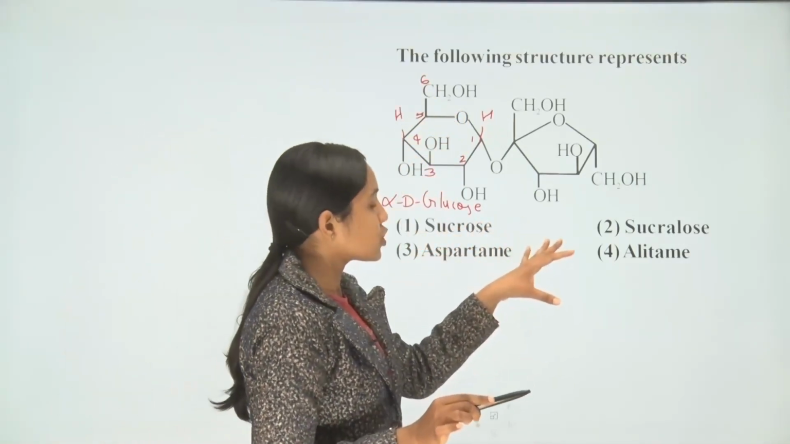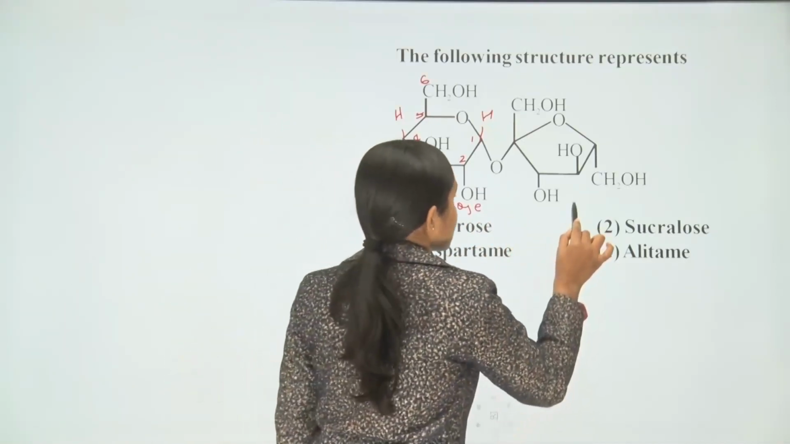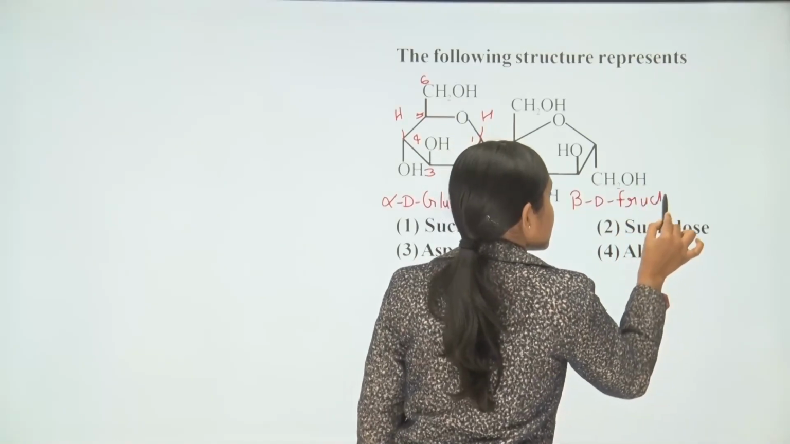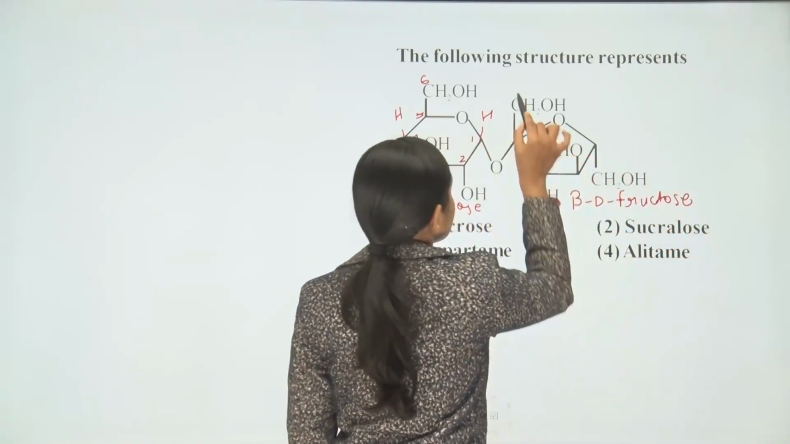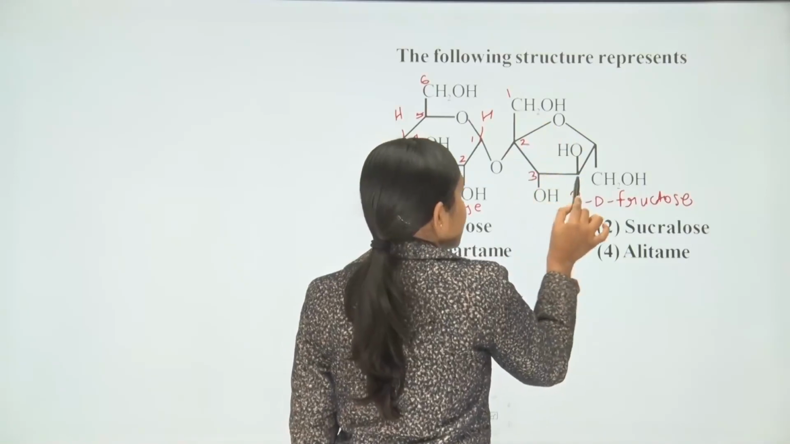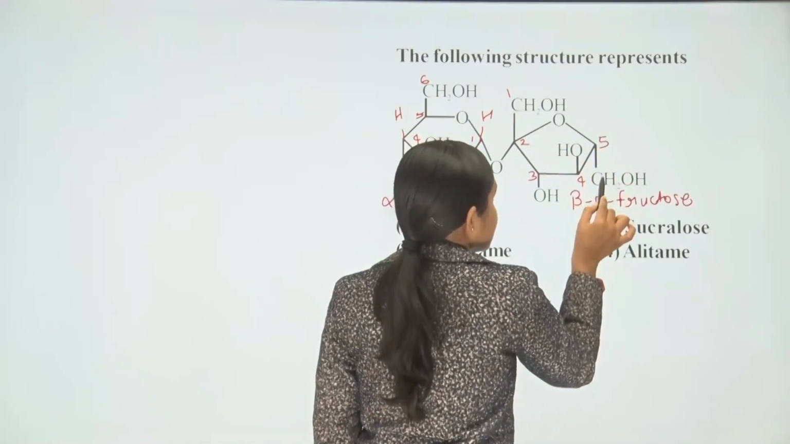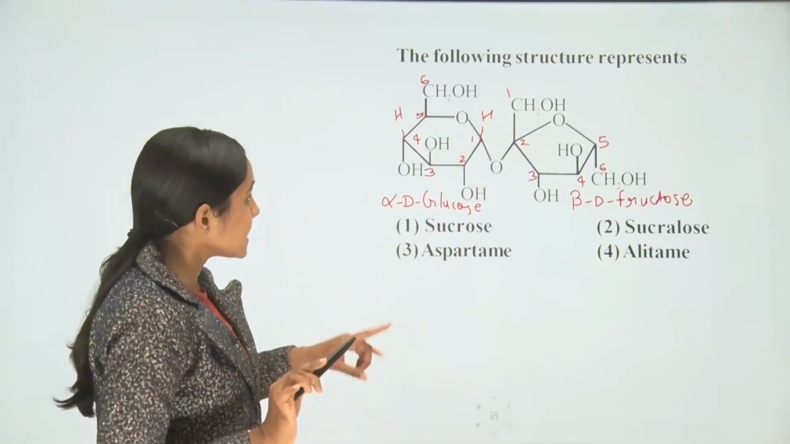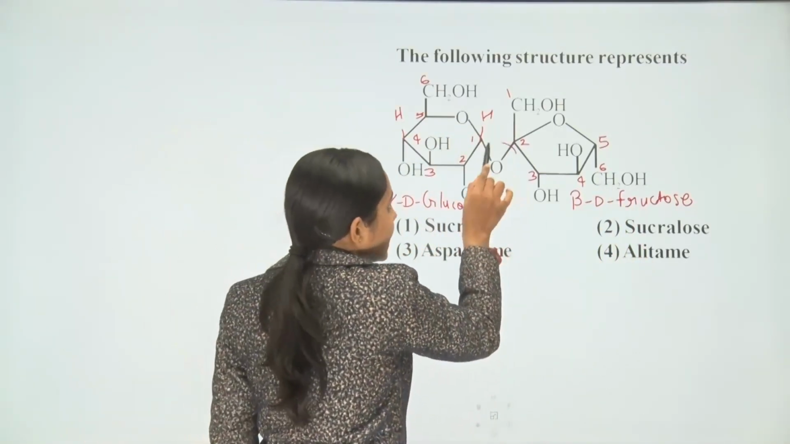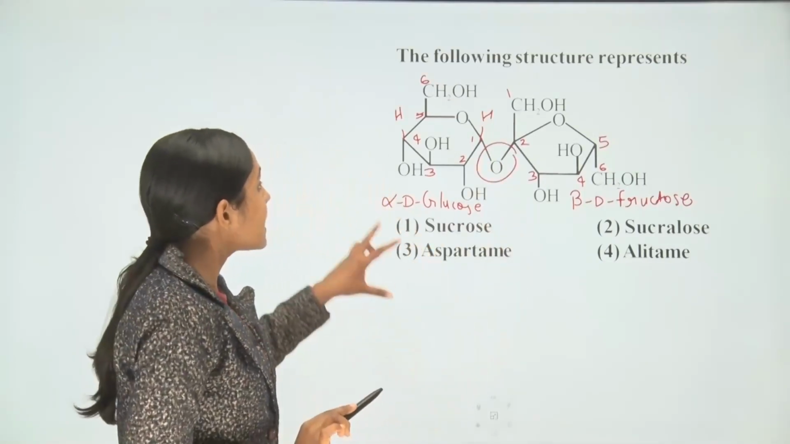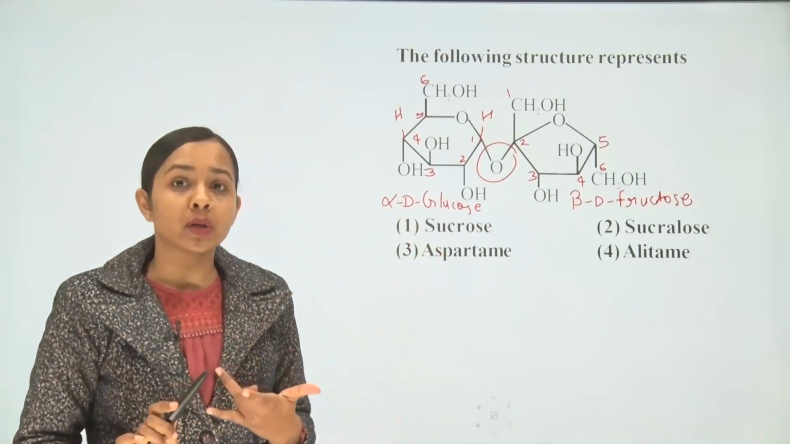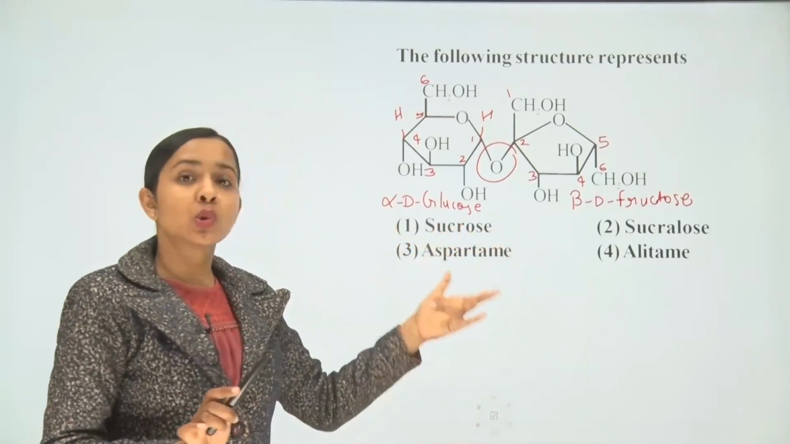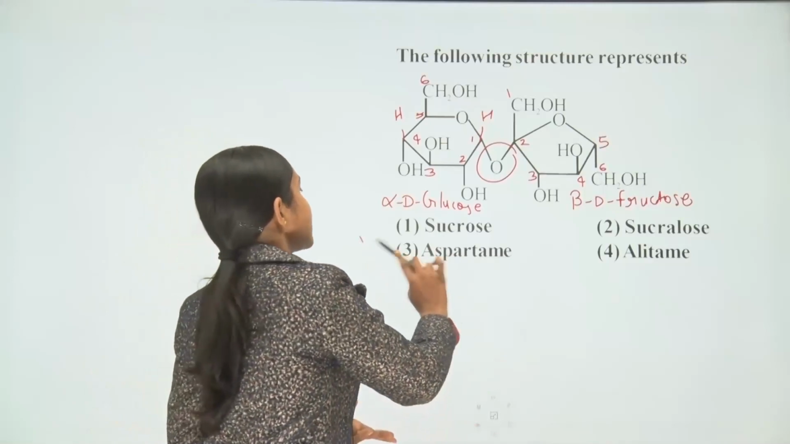And then this next structure is beta D fructose. Here first, second, third carbon, fourth carbon, fifth carbon, and this is sixth carbon, right? So this is beta D fructose and this is alpha D glucose. So students, you can see here that one glycosidic linkage is also present, right? So basically this compound contains two monomers, alpha D glucose and beta D fructose, and this compound is known as sucrose. So option 1 is the correct answer, right?